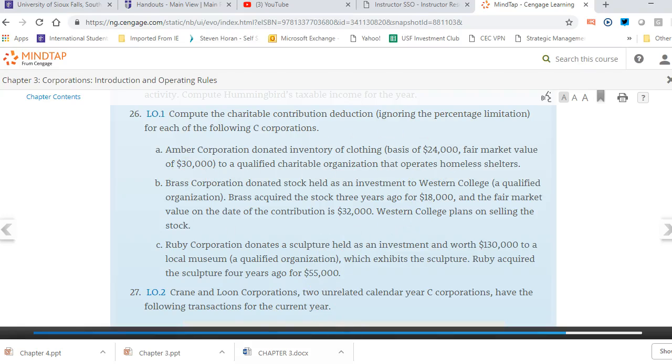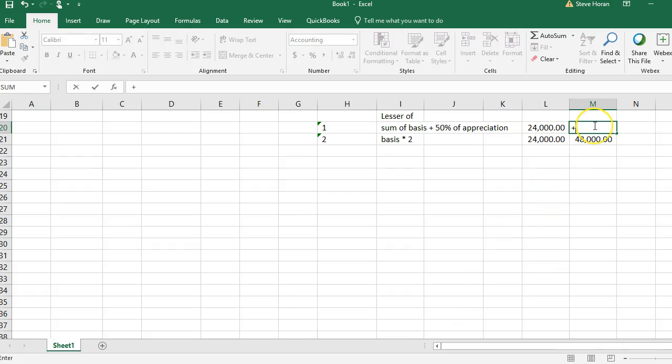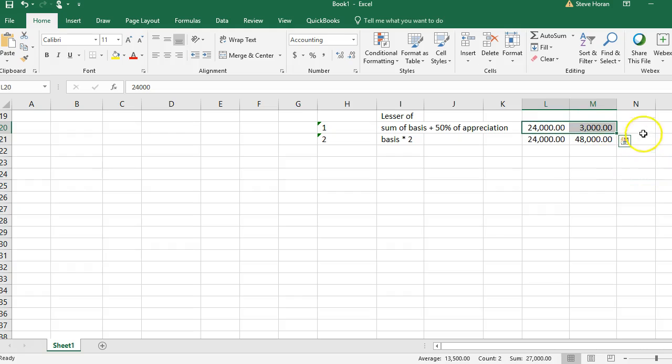Remember that the fair market value is 30. So I'm going to take 30,000 minus 24,000. We all know that's 6,000. I can take half of that. So I'm just going to change my formula here to 30 minus 24 times 0.5. I get 3,000. So the sum of the two is 27, lower than 48. So 27,000, which is lower than 48. So the answer is 27.